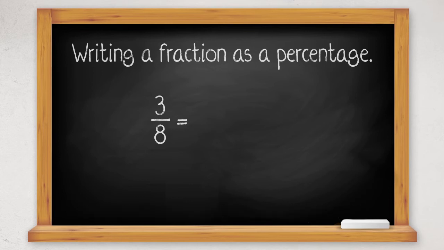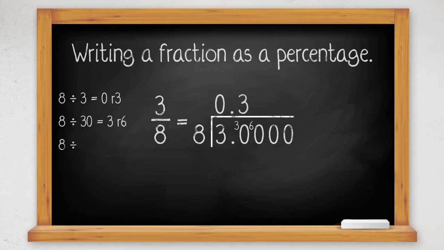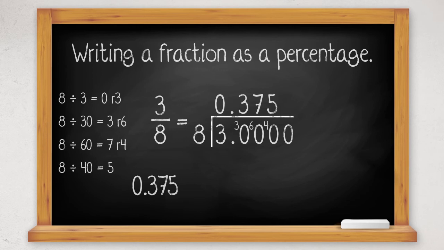To change 3/8 into a decimal, we divide 8 into 3.0000. 8 goes into 3 0 times remainder 3. 8 goes into 30 3 times remainder 6. 8 goes into 60 7 times remainder 4. 8 goes into 40 5 times exactly. As a decimal, 3/8 is 0.375. To change it into a percentage, we multiply by 100 to get 37.5%.